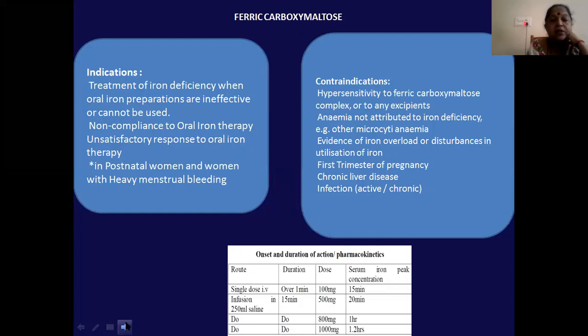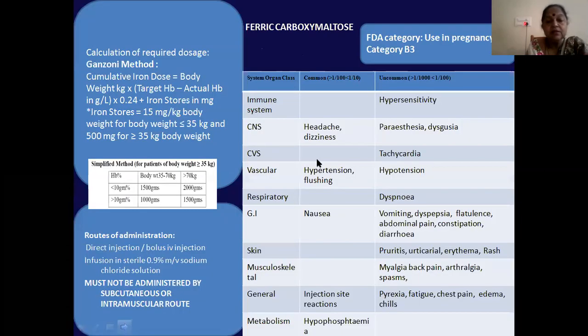About ferric carboxymaltose treatment, whenever the oral preparation fails, this is very commonly prescribed drug nowadays, and it is very effective in postpartum anemia. It has got the same indications like iron sucrose, but we can give it as a single shot, and you can discharge the patient. Contraindicated in liver diseases, infections, and anemia not attributed to iron deficiency. So you can give these in 500 or 1000 single dose, and patient is very compliant for this, and the only thing is a cost factor.